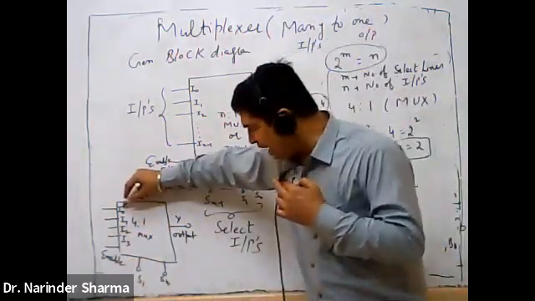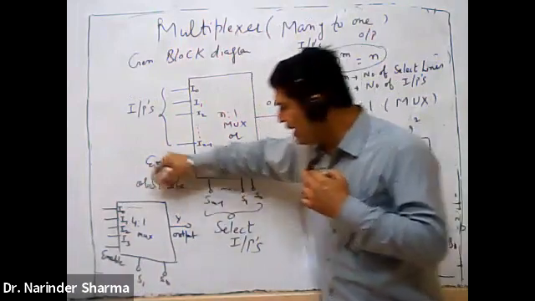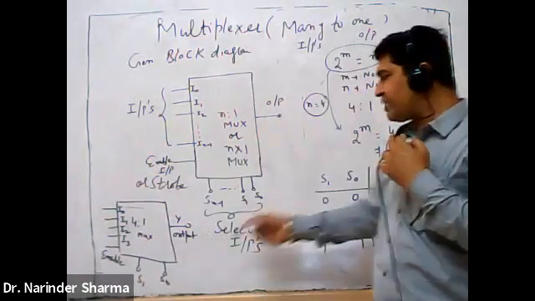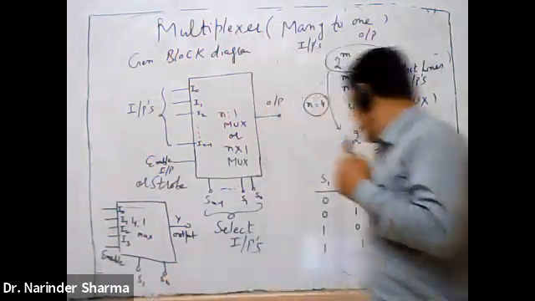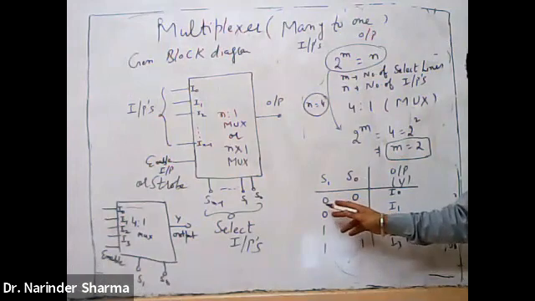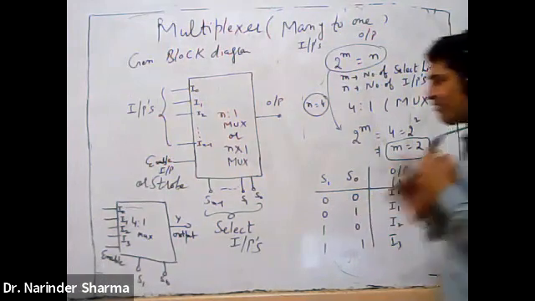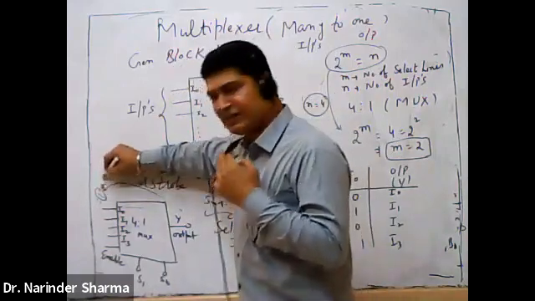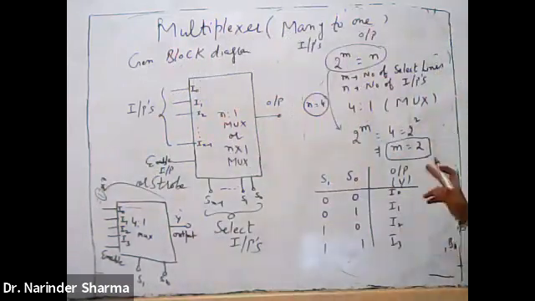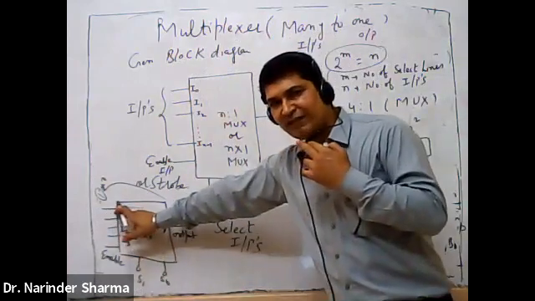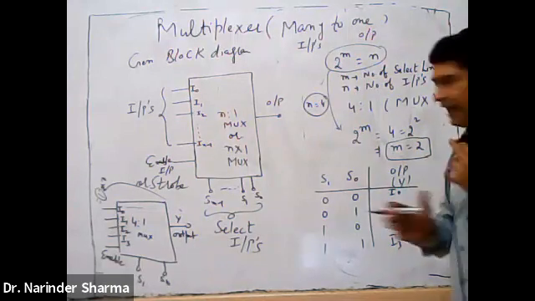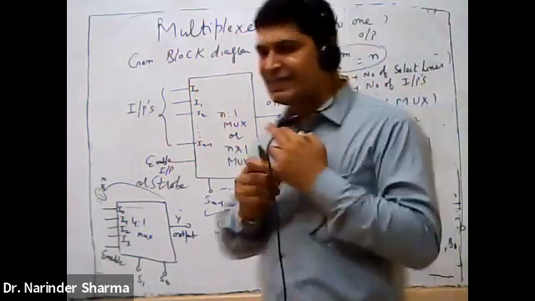So there are 4 inputs I0, I1, I2, I3. At what time should the I0 value be at the output? At what time should the I1 value be at the output? There is a condition, depending upon these select lines. If S1 is 0 and S0 is 0, then whatever the value of I0, 1 or 0, that would be at the output. If the select lines are 0, 1, whatever the value at I1 would be at the output. In this way we can define this, and I will let you know how we can design its circuit.